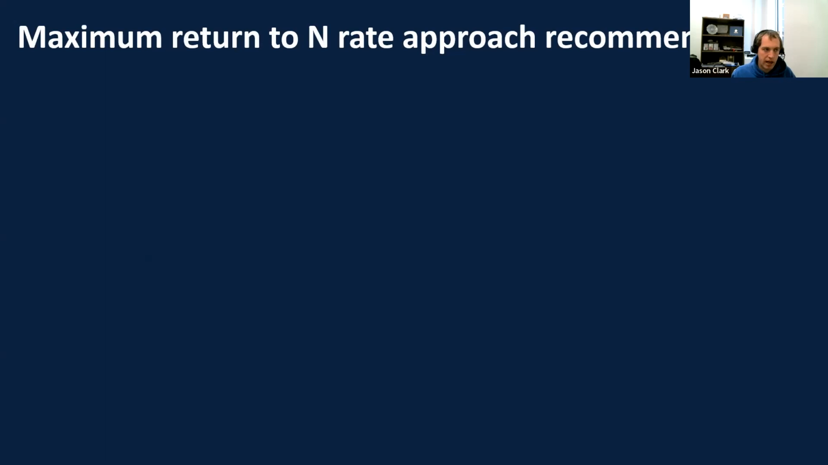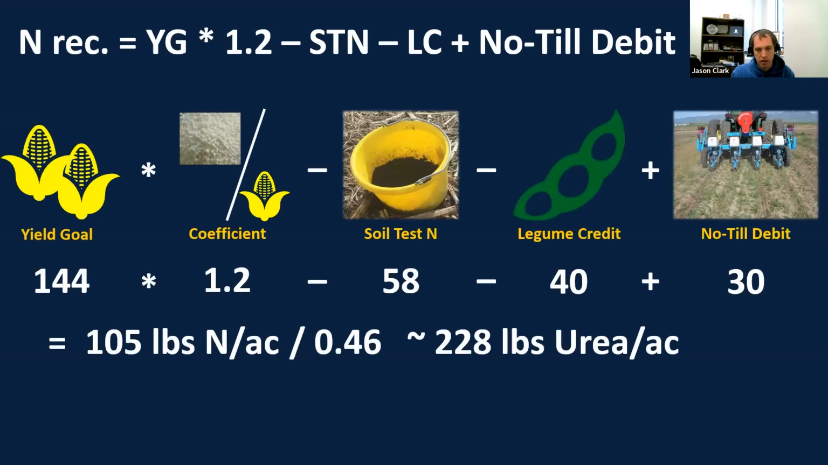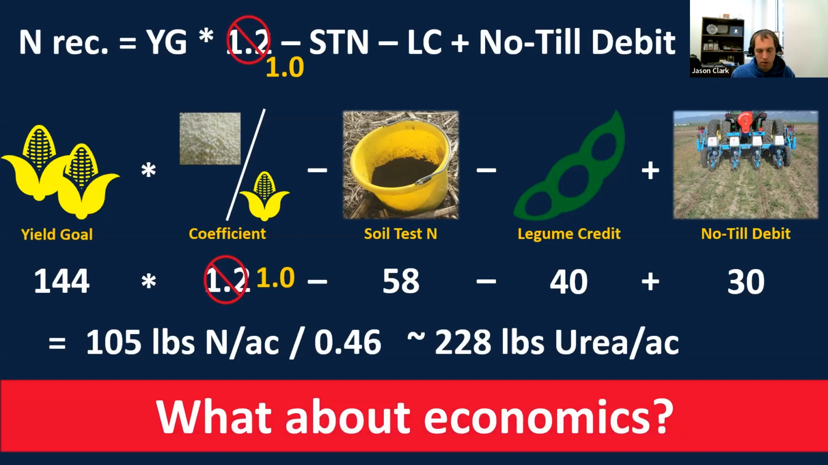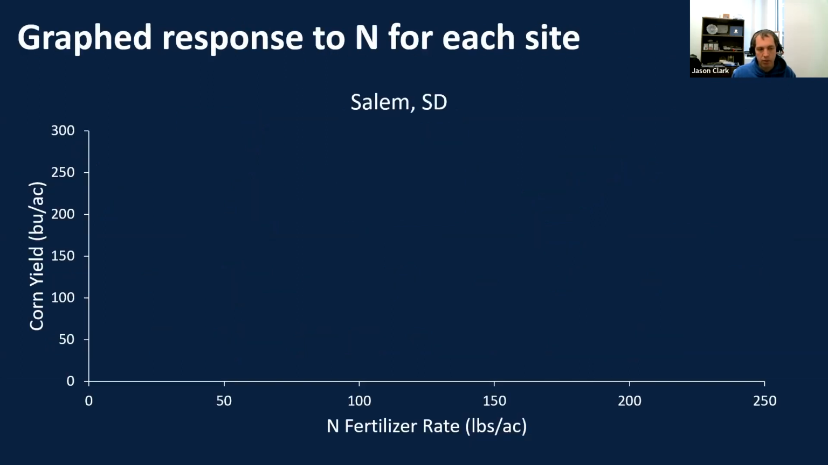The next thing we'll look at is this maximum return to nitrogen approach and its recommendations. So we see this is the yield goal approach. We changed that coefficient to 1.2. So now what about economics? If we look at economics really quickly here, this is a field in Salem, South Dakota that we did a couple years ago.